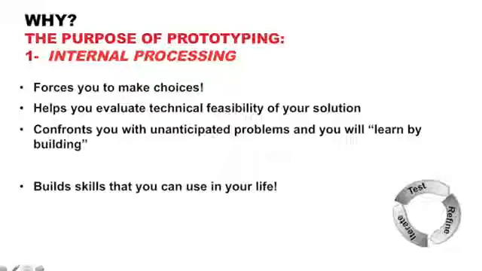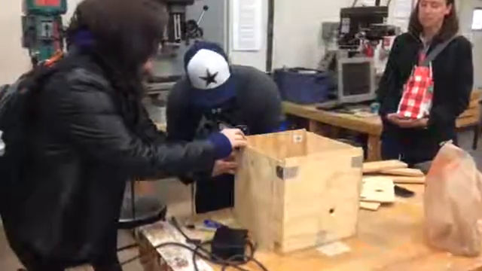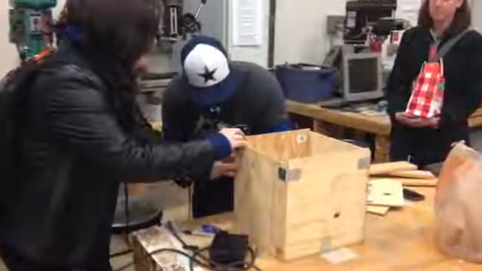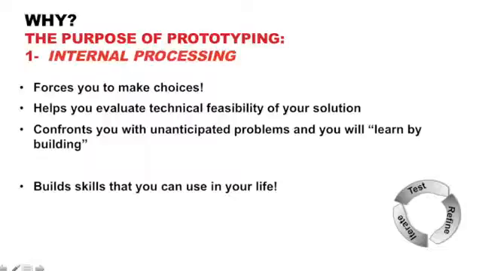The first is internal processing. When you make a prototype, it forces you to make choices. How big is this thing? What will fit within that shape? How will it best interface with users and other components? It also helps you evaluate technical feasibility of your solution.